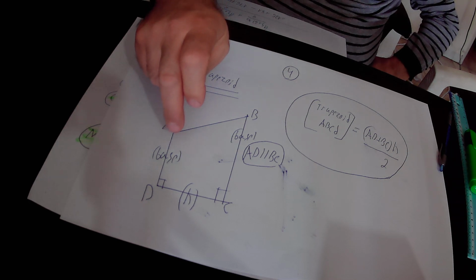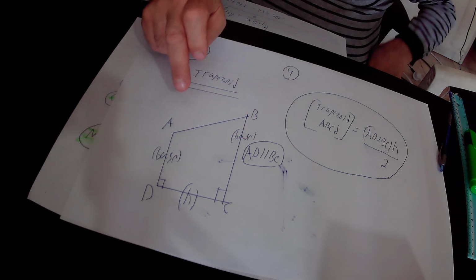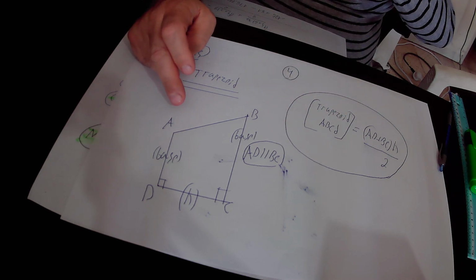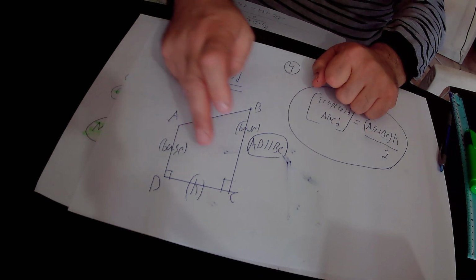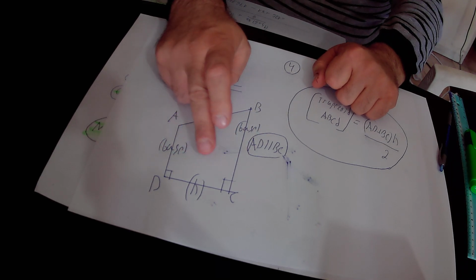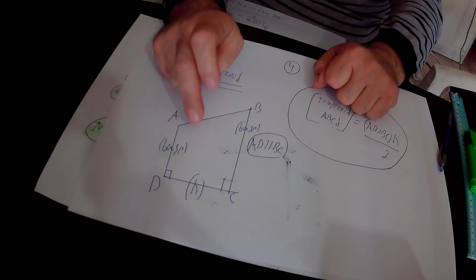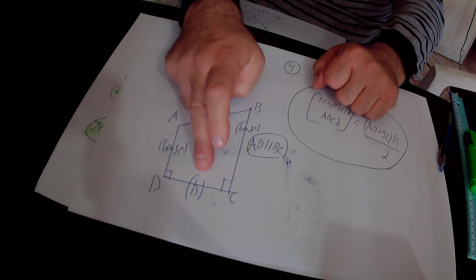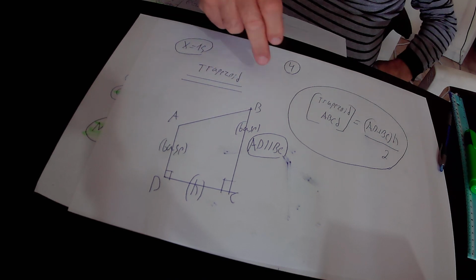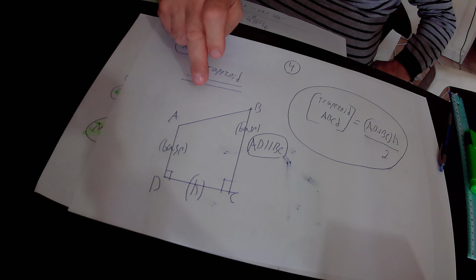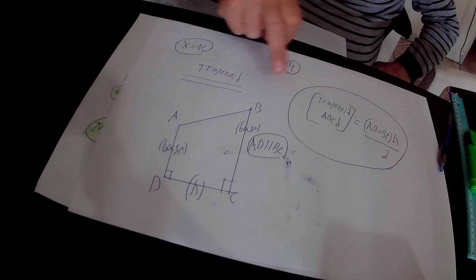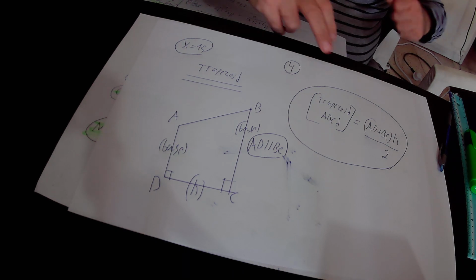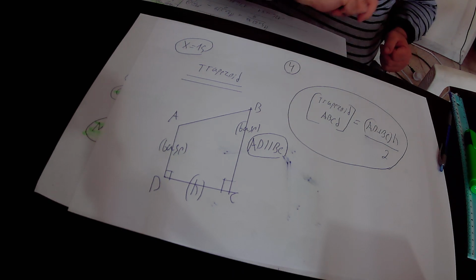Those two parallel sides AD and BC are defined as the bases of this trapezoid. And the height to the base is DC. Why? Because it creates 90 degrees with the bases. This angle equals 90 degrees and this angle equals 90 degrees. So we define the height DC as h. So the area of this trapezoid ABCD equals the sum of its bases, that is AD plus BC, times the height, h, over 2. So the area of any trapezoid equals the sum of its bases times the height over 2.